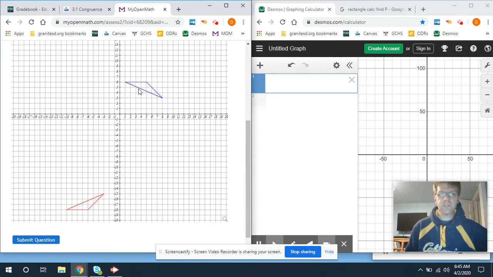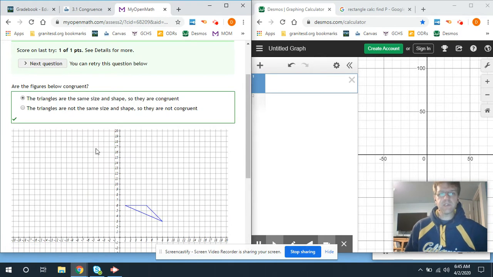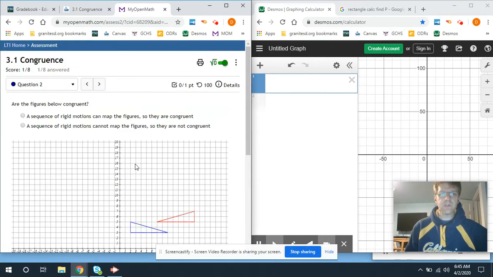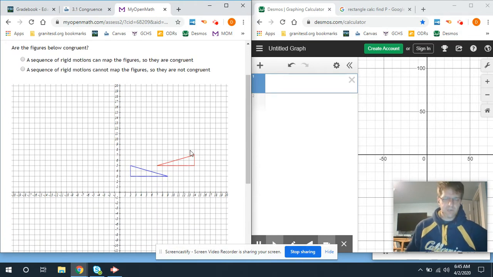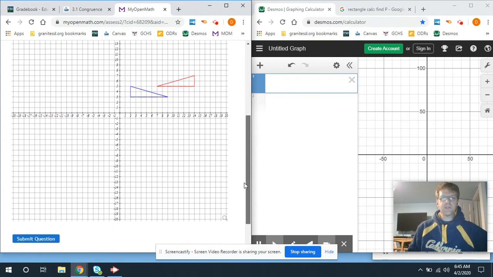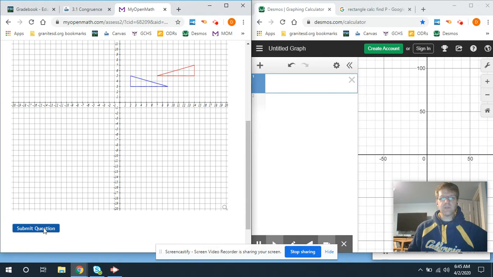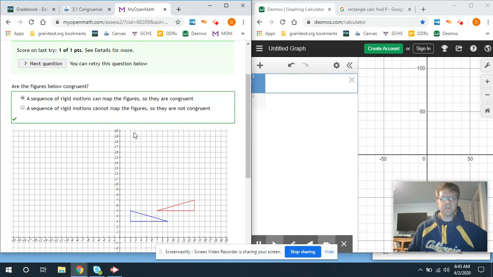Now, notice they've been twisted around or spun around, but they are the same size and shape. And again, yours could be different. How about this one? Are these the same size and shape? Well, yeah, I think so. So they are congruent. Now this says a sequence of rigid motions can map the figures. That just means, could you turn it, flip it, slide it so that it lands on the other one? Yes. In my case, yes.